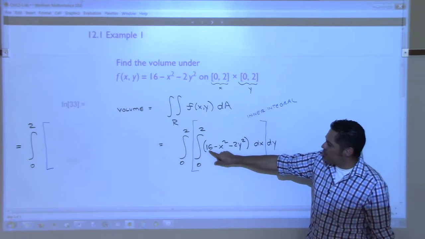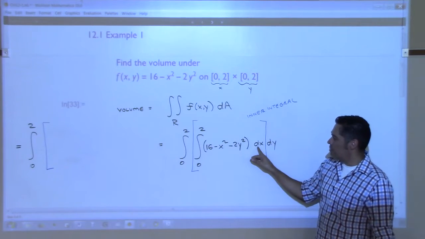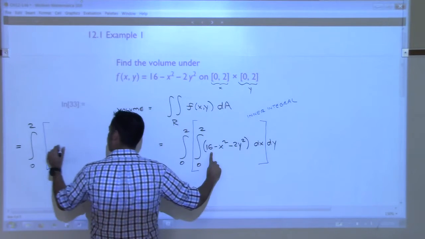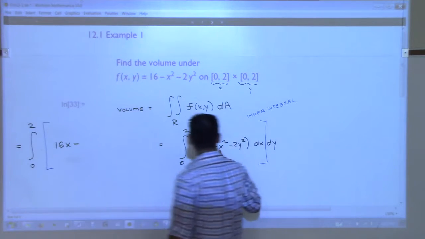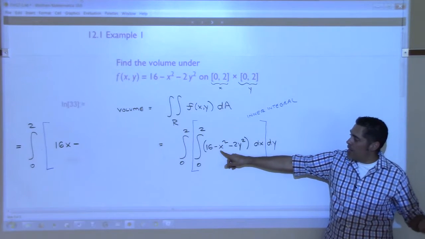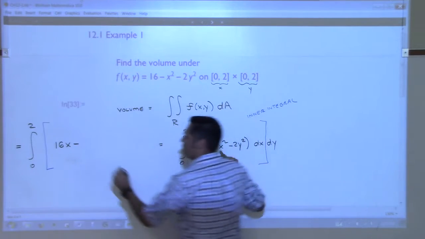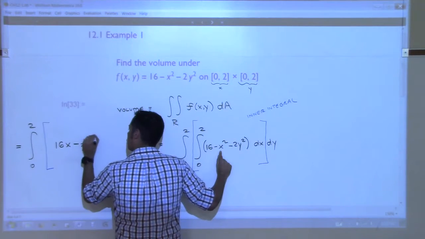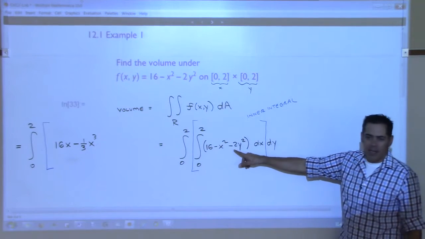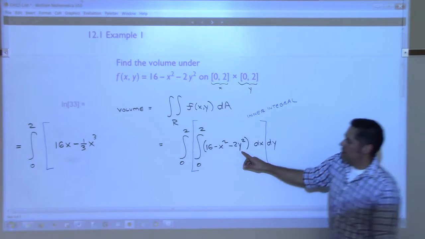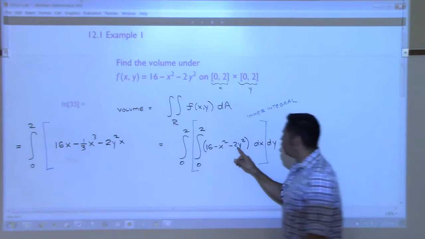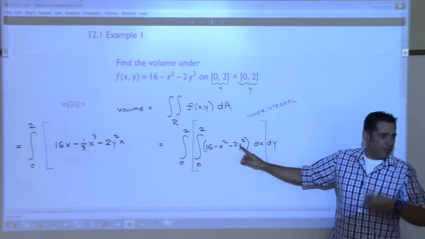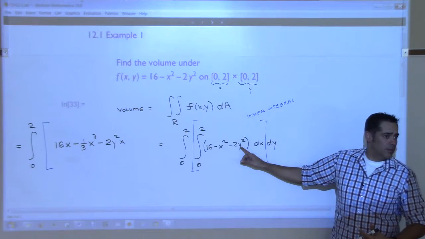So what is the antiderivative of 16 with respect to x? 16x. Okay, so we have 16x here. Okay, what is the antiderivative of x squared? Sorry, negative x squared would be minus x cubed over 3. I'm going to write that as 1/3 x cubed. And then what is the antiderivative of negative 2y squared? Negative 2y squared x. You can write it different ways, but negative 2y squared x. Because negative 2y squared is a constant. And the antiderivative of a constant is the constant times the variable. Right? This all make sense?